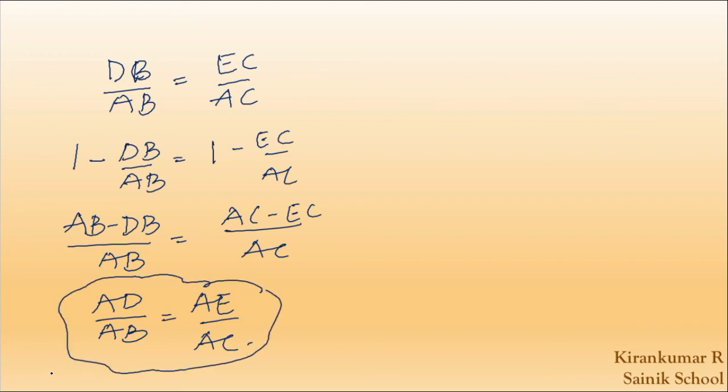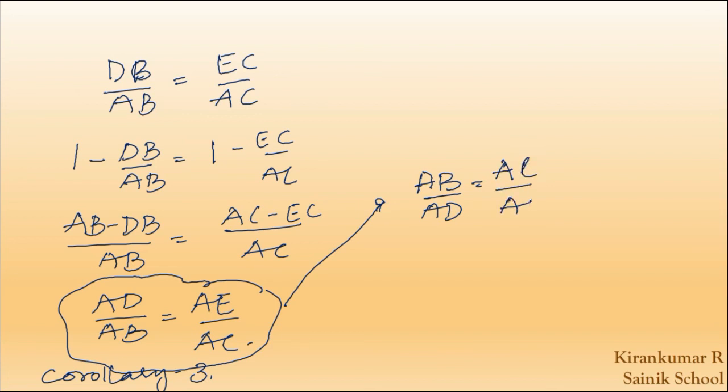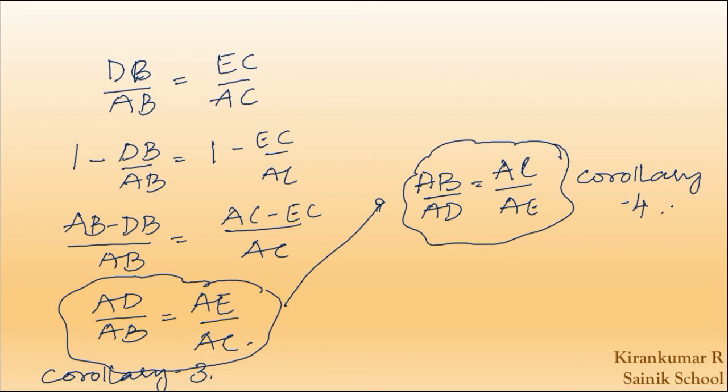I'll call this corollary 3. We can take the reciprocal of it. We get a new result: AB upon AD will be equal to AC upon AE. This I'll call corollary 4. So we have discussed an important concept called the basic proportionality theorem in a triangle, say XYZ.